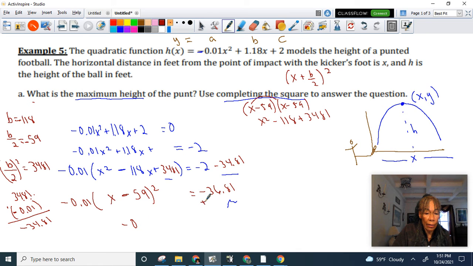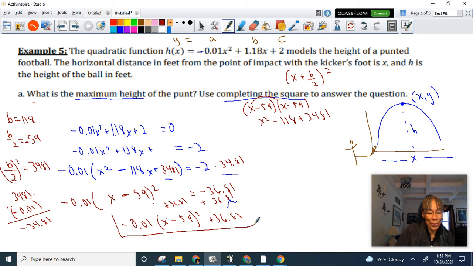So in the end, vertex form gives me, I'm going to add 36.81 to both sides. I'm going to have negative 0.01 times x minus 59 quantity squared plus 36.81. I write scrunchy when I'm running out of room. So that is vertex form.